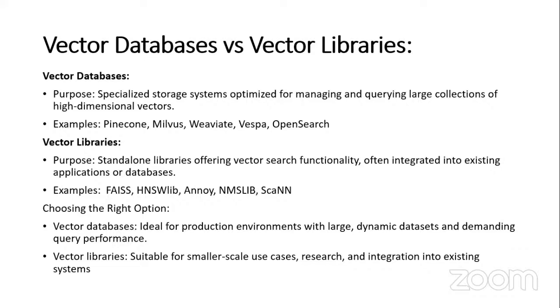So what to choose, right? Do I choose a vector database or do I choose a library? Vector databases are ideal for production environments which have large and dynamic data sets and demand query performance. For example, wherever you're talking about election polls, heavy data coming in, large, dynamic, keeps changing, there's uncertainty in that big data. So it's unstructured big data and it keeps changing uncertainly. It's real-time data. Then I choose a vector database. Vector libraries are a little smaller scale. When the use case is more about research and integrating into a particular existing system, that is when you go for the libraries.